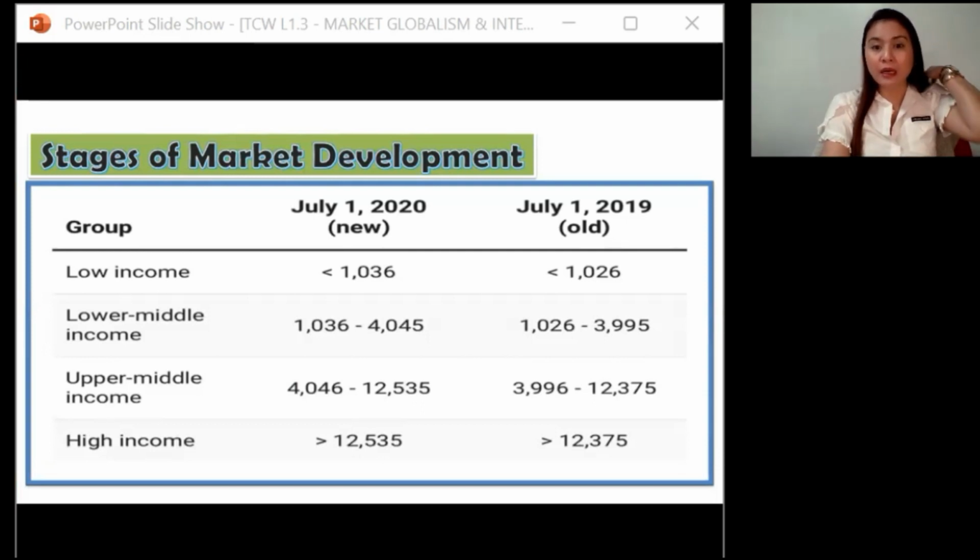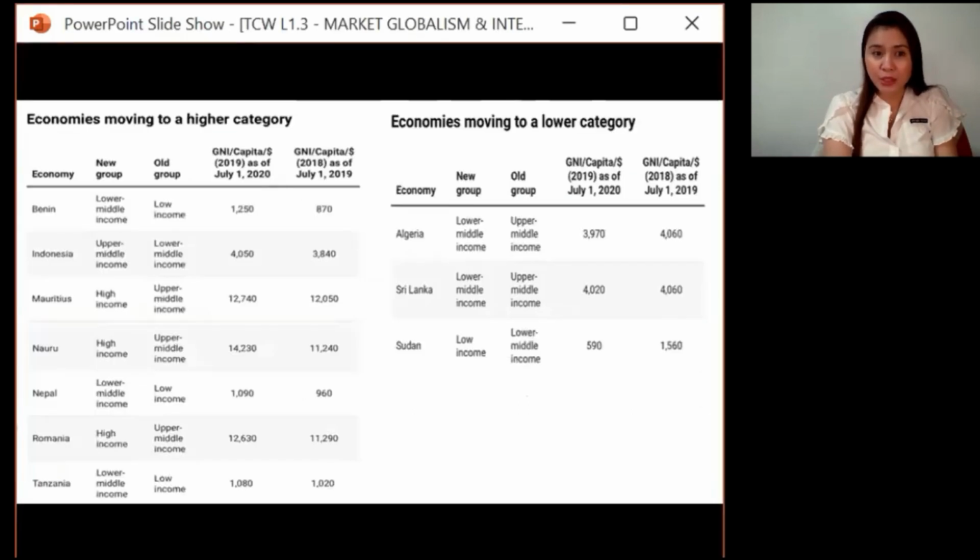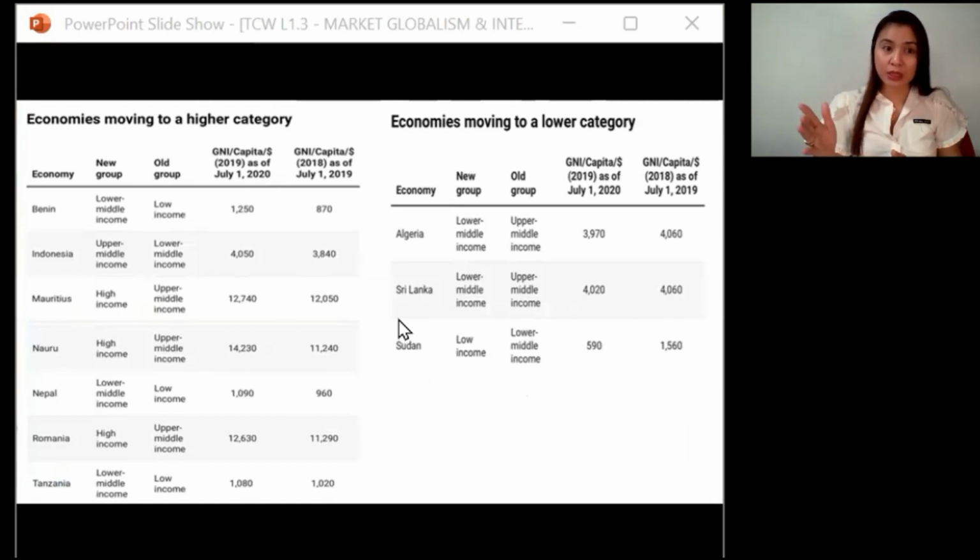So here, guys, in this table, listed are the 10 economies that are moving to a different category. It is important to emphasize that the World Bank income classification uses the GNI, or gross national income, of the previous year, which is 2019 in this case. Thus, the GNI numbers used for this year's classification, the year 2020, do not yet reflect the impact of COVID-19.